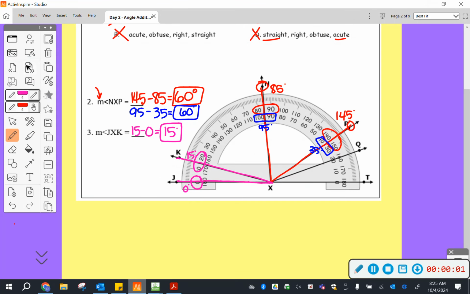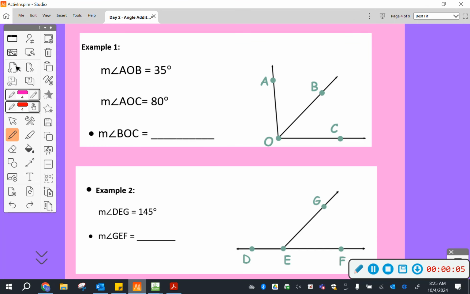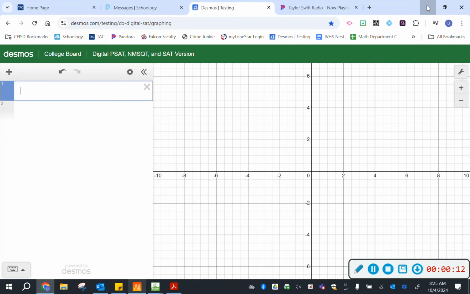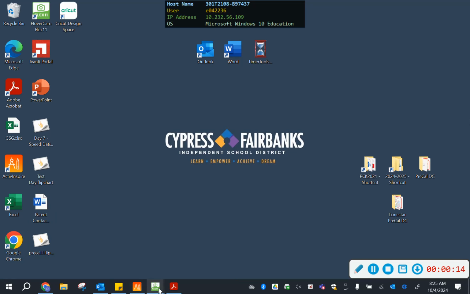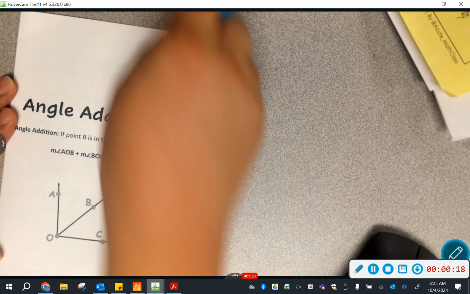Righty, so after doing the warm-up, today we are going to start talking about angle addition. Oh, what happened to the thing before that? Okay, never mind. So if you can please get your notes out and let's look at what angle addition is.